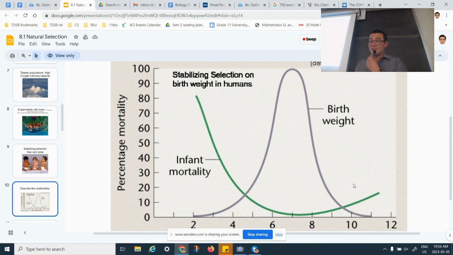So in this case, it's certainly not good to have a baby that's way too big. This is the reason why it's a stabilizing selection for human baby weights. Okay, good.